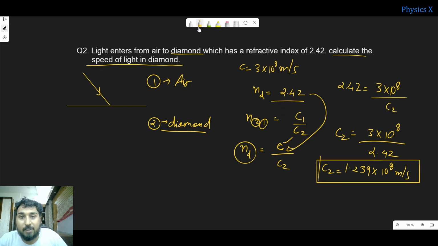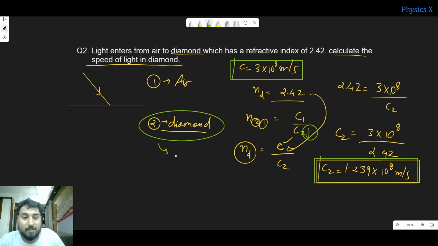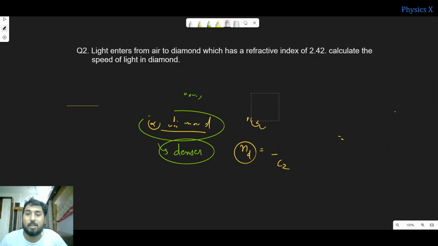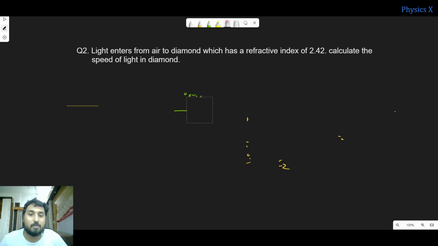Now you can see that this was the speed of light in air and this is the speed of light in diamond. So which is lesser? c2 is lesser. You can easily see that c2 is lesser because diamond is a denser medium and air is a rarer medium when compared to diamond. So you are obviously getting the speed of light reduced in case of diamond. So that is the meaning. Understood? So this is how you will be solving the sum. Now let us quickly move to the next question.